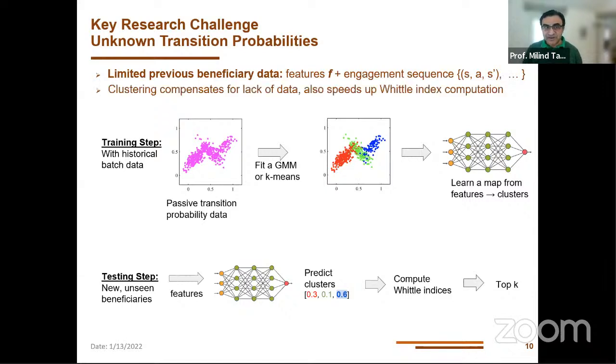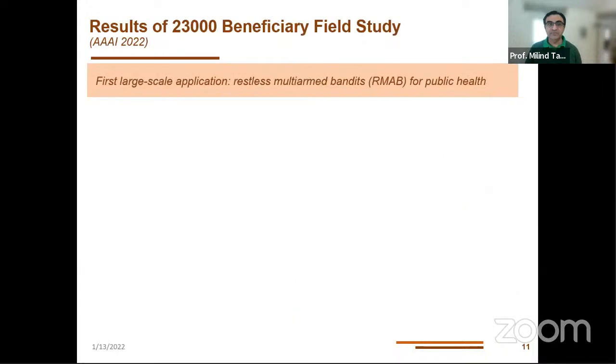Clustering gives us the benefit of compensating for lack of data and also speeds up our Whittle index computation, because we are not computing a Whittle index for all the hundreds of thousands of mothers, but only for the clusters that we have at hand. All right, so we have the Whittle index on the basis of which we can give service calls. So how does this work in practice?